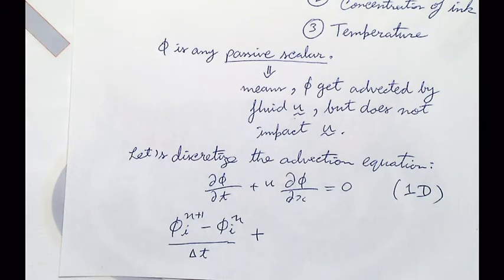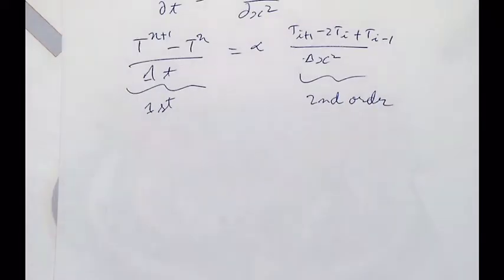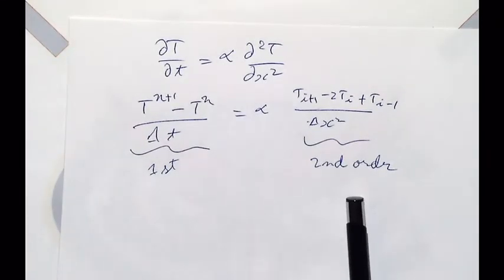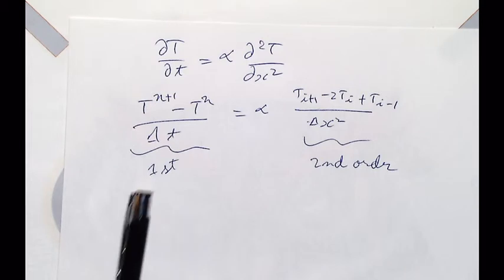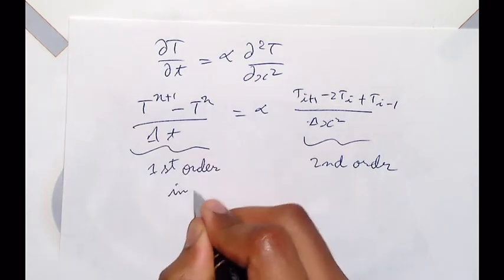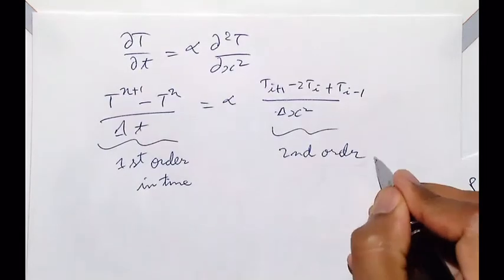I see what you mean. So your question is, here one term is first order and the other one is second order, so the total computation should be first order, right? Yes, that's your question. But see, here it's first order in time, and this is second order in space.